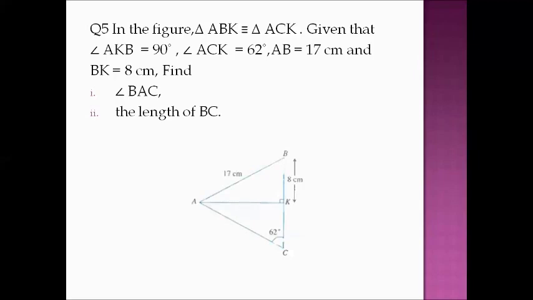So you can see that there is one triangle and the other one is the reflection of this triangle. So you need to find out angle BAC, meaning you have to consider it as one triangle and find the whole angle, and the length of BC. This time BK is given and you need to find out KC, and then you can easily find the length of BC. So let's begin.